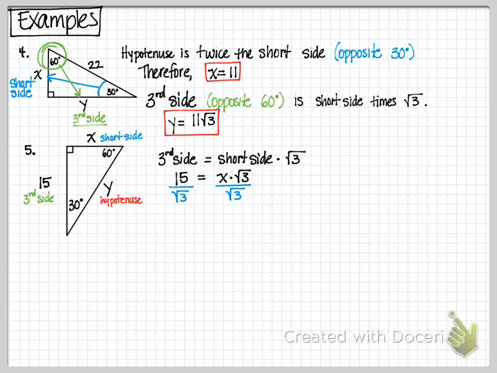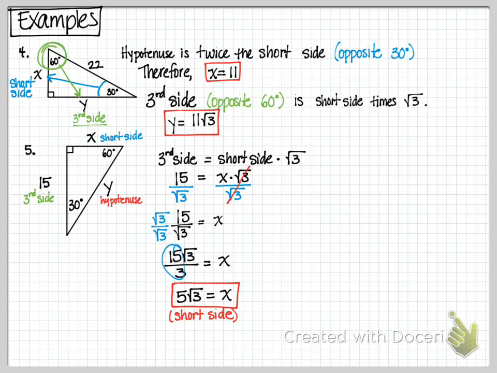Dividing both sides by the square root of 3, I end up with x equals 15 over root 3. This is like that problem earlier. I need to rationalize the denominator. Since I've got the square root of 3 in the denominator, I multiply by root 3 over root 3. And I end up with 15 root 3 over 3. But 15 can be divided by 3. So I end up with 5 root 3 equals x. And that's great. Now I've solved for the short side.